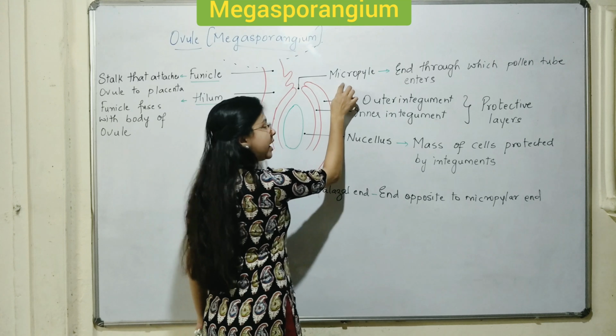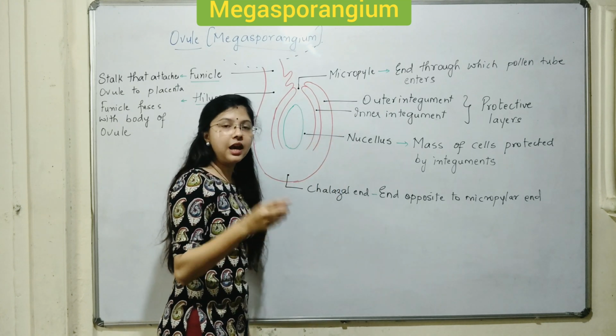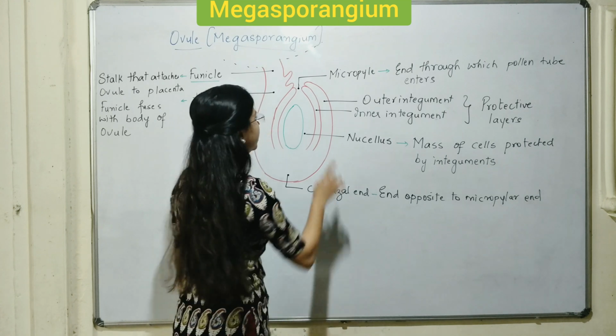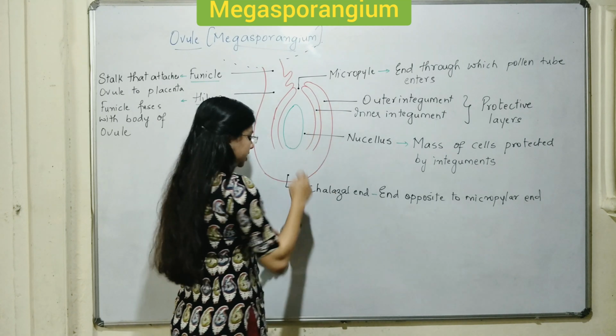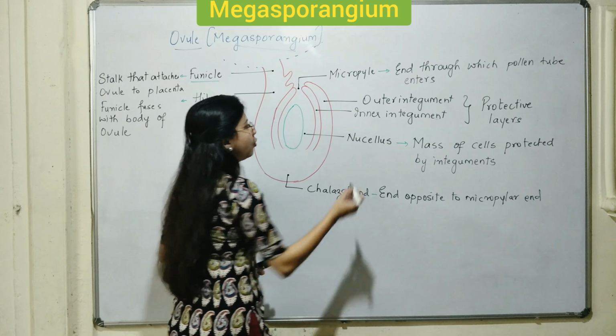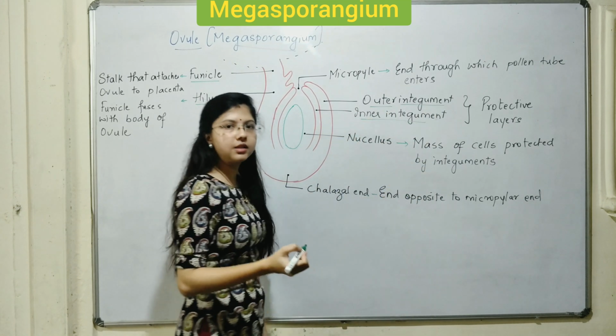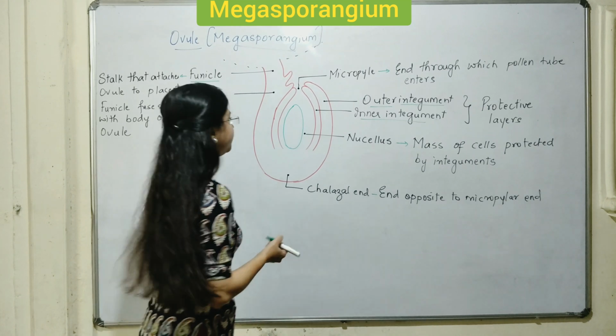Micropyle is the end where integuments are absent and the point from where the pollen tube will enter inside the ovule. The protective layers present covering the ovule are called the integuments. There are almost 2 to 3 layers and their function is protection.